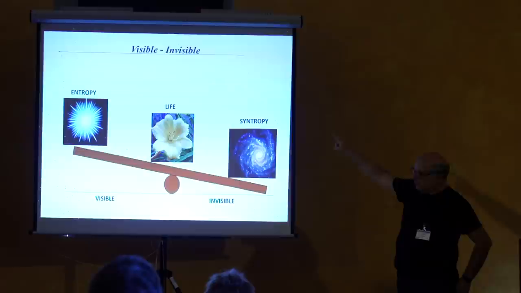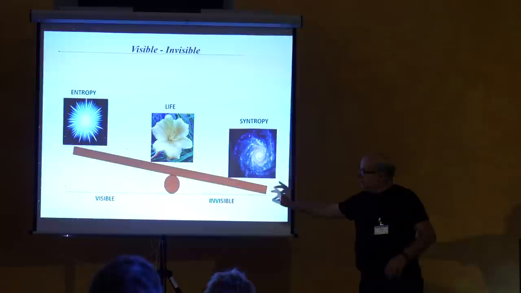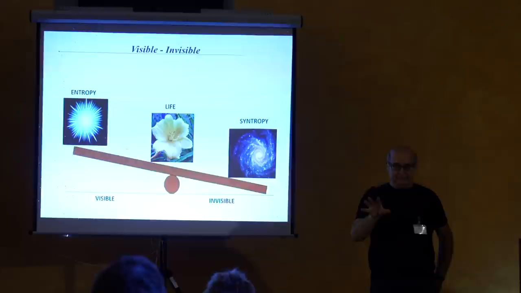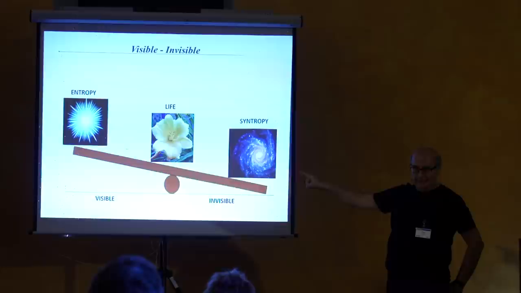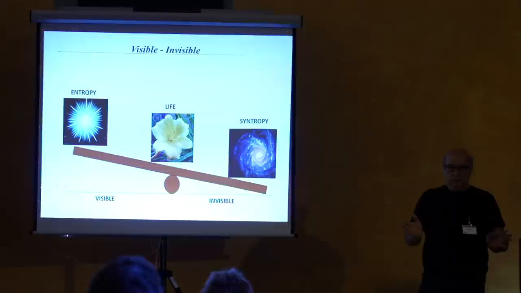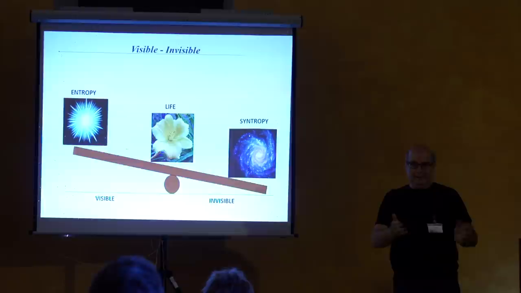So this is the invisible part, but this representation tells that we can work on the invisible side of reality, reducing the entropic side of our physical reality. And in any choice we do, we can decide if we want to do it in a very entropic way or in a less entropic way.